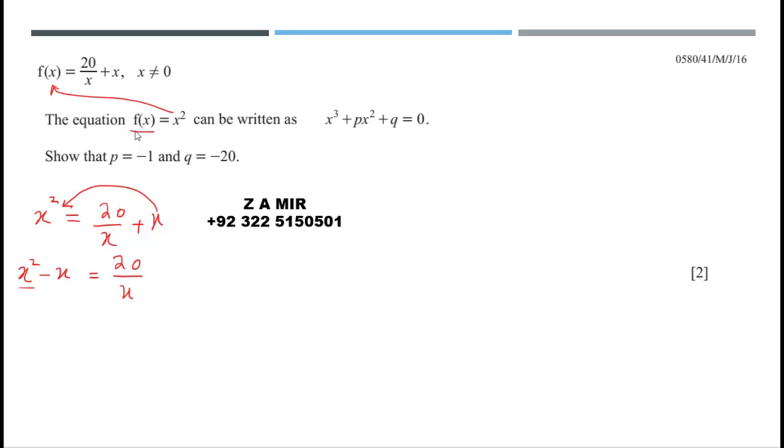Okay, so let me put 1 here. Now we have a single fraction on both sides, cross multiply. It will become x cubed minus x squared, 1 multiplied with this is equal to 20. Then bring everything on one side: x cubed minus x squared minus 20 equal to 0. Now compare, x cubed matches with x cubed. This is px squared, but this is minus 1x squared, so p is minus 1. And q is minus 20.